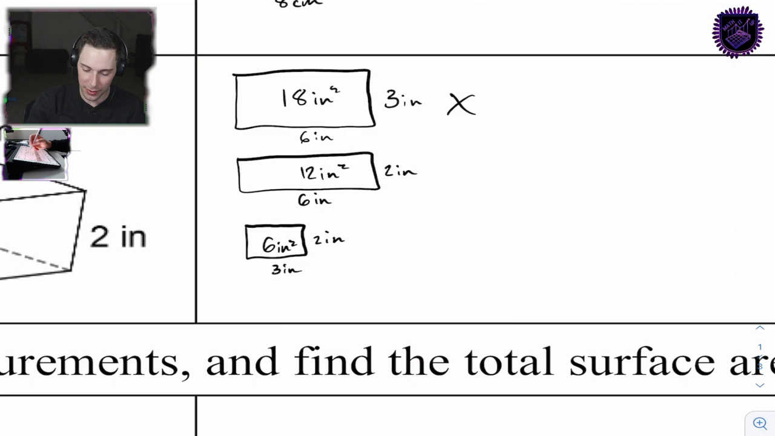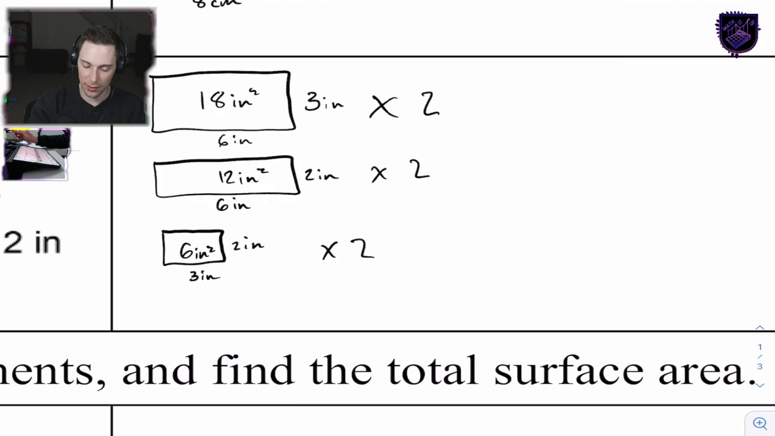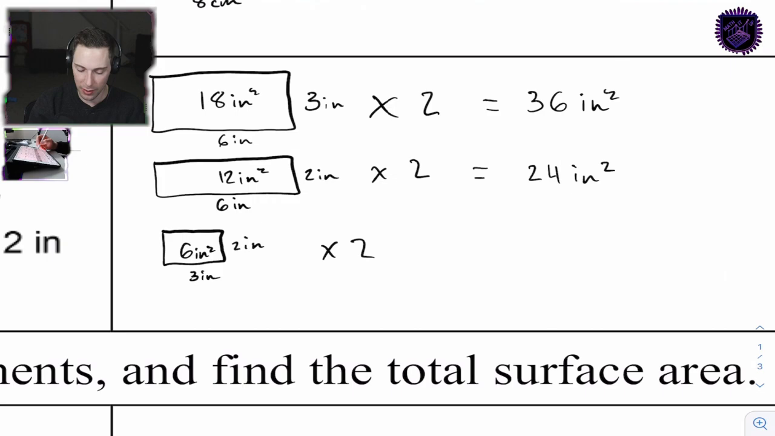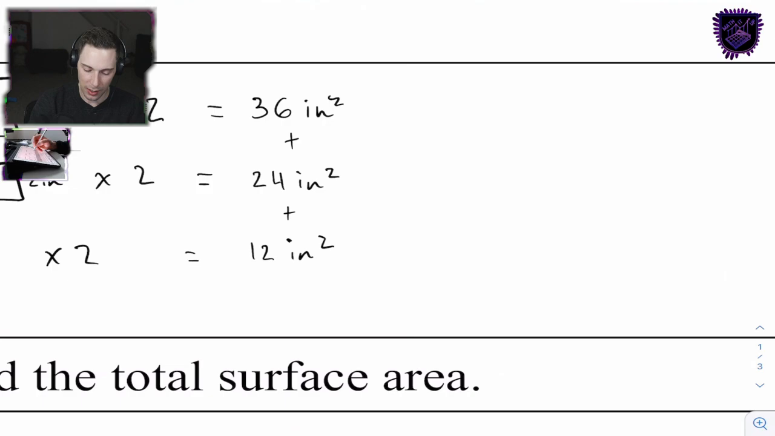All right, there's two of each of these shapes, times two. Whoops, not exponent two, times two. Times 2, times 2, and that is 36 inches squared, and that is 24 inches squared, and that is 12 inches squared. And when you add all those up together, they're going to be equal to 72 inches squared.